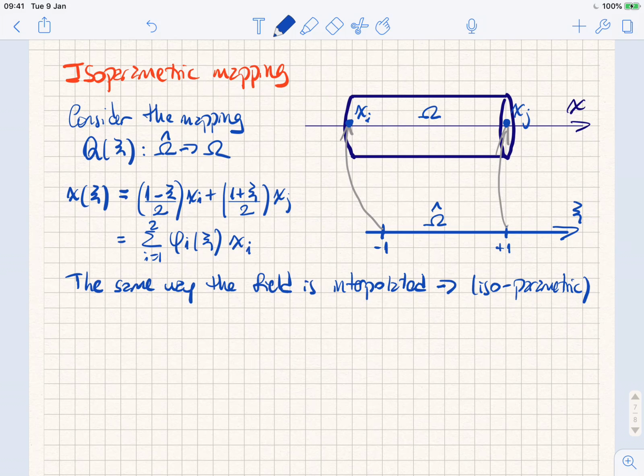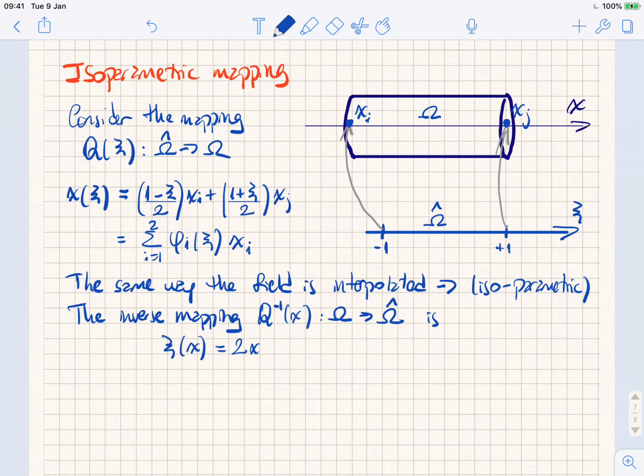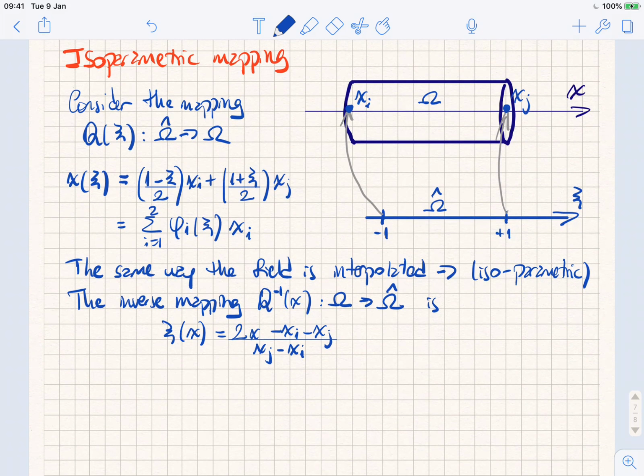Okay, so if you have a mapping, you can also think of an inverse mapping, where given an x value, you want to find out what is the value of c. So here we go from omega to omega hat. And this is given by... okay. And as we said earlier, all of this is mostly used for integration, so that we have a uniform way to perform numerical integration in our elements.